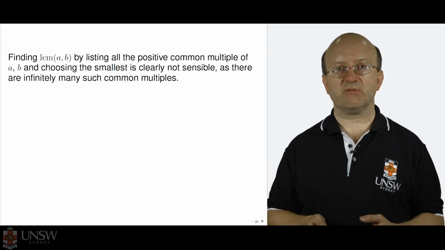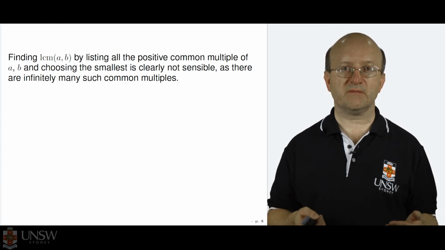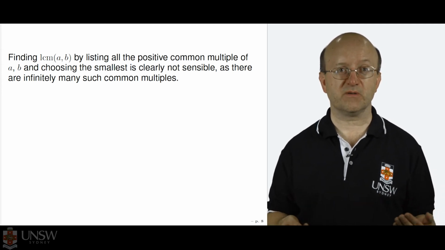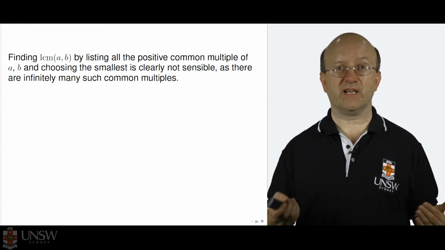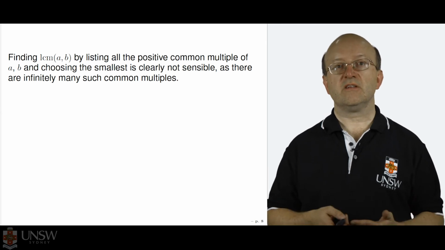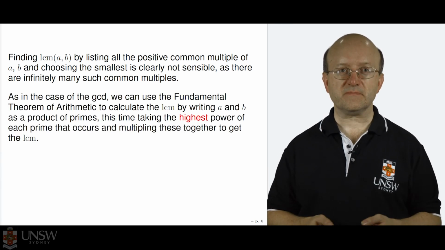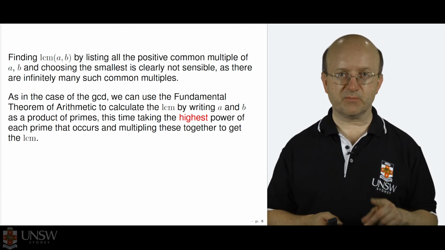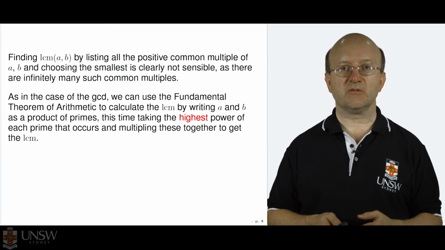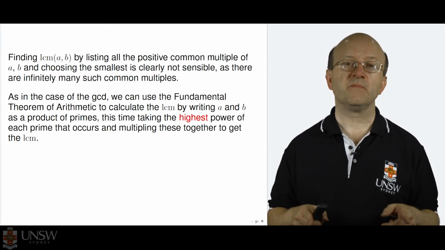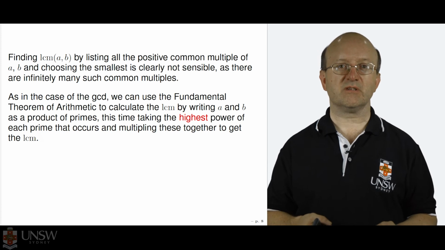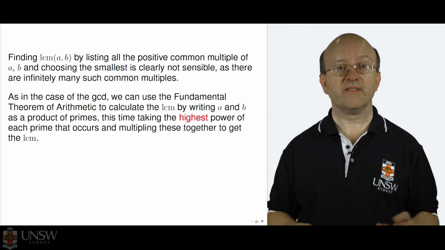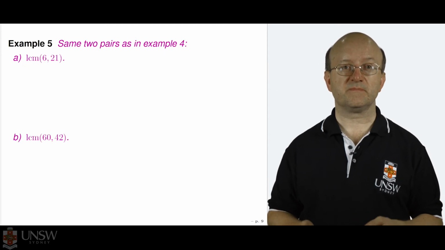Well, if we try to list all positive common multiples of A and B and choose the smallest, well, that's not really a sensible way forward because there are infinitely many common multiples, AB, 2AB, 3AB, 4AB, just to start with. So that's not going to help us. But as in the case of the greatest common divisor, we can actually use the fundamental theorem of arithmetic to calculate the least common multiple by writing A and B as a product of primes. And rather than taking the lowest power of each prime that occurs, we take the highest power and multiply these highest powers together, and that will give us the least common multiple.